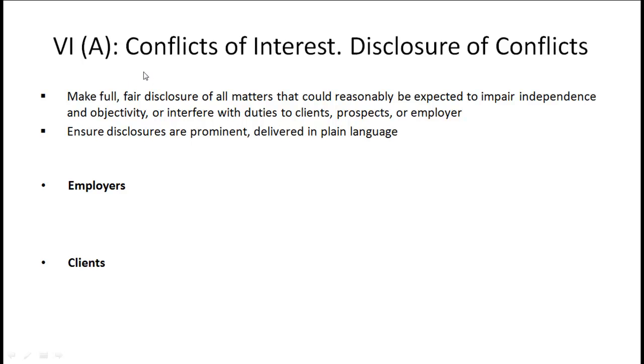Standard 6A is Conflicts of Interest, Disclosure of Conflicts. Let's read the standard first. Make full, fair disclosure of all matters that could reasonably be expected to impair independence and objectivity or interfere with duties to clients, prospects, or employer, and you must ensure that disclosures are prominent and delivered in plain language.